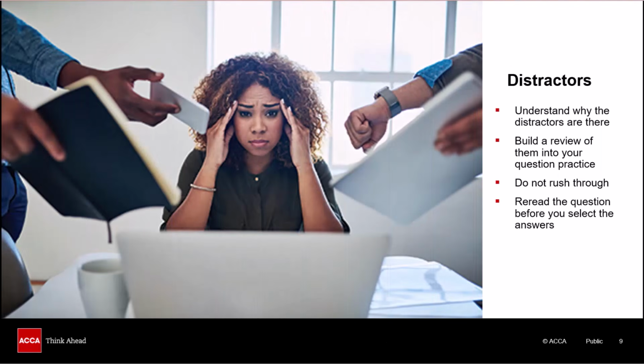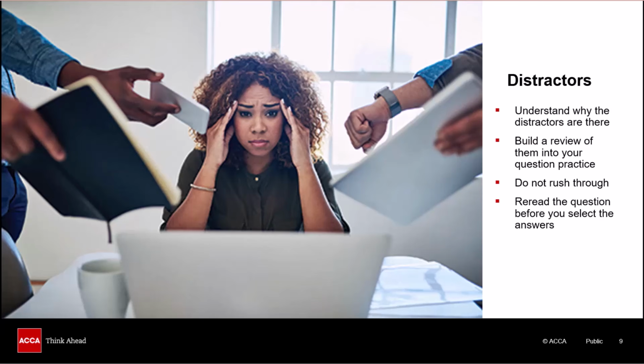Secondly, you must look out for distractors. Understand why the distractors are there and build a review of them into your question practice. The distractors are there because they're common mistakes, and you will always fall for common mistakes, think you've got the right answer. So it's important in your practice to understand why they're there, so you don't fall for them in the real exam.